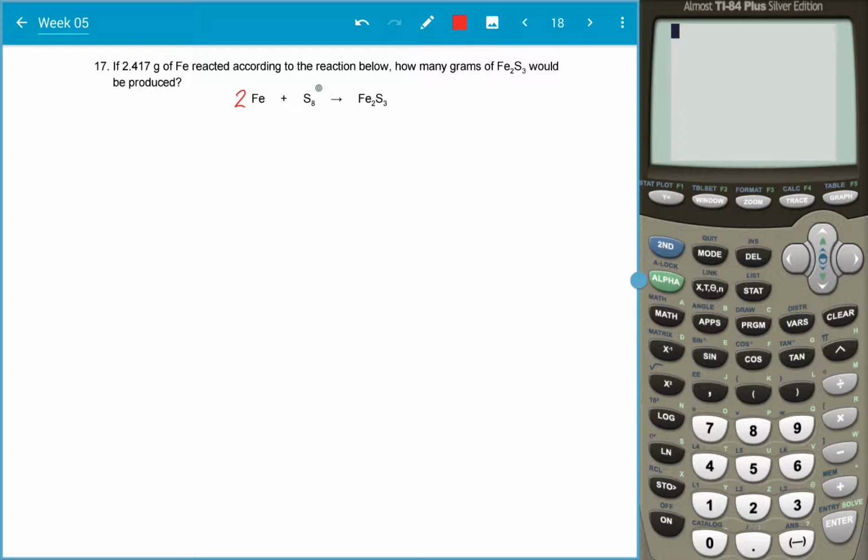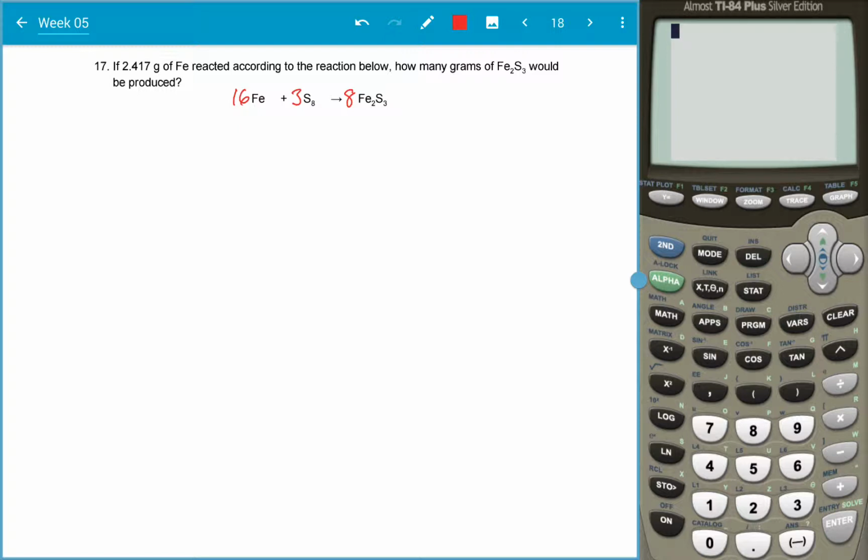Now I look at the sulfur and I have 8 on the reactant side and 3 on the products. To get these to balance, I need to go for the least common multiple, which is 24. So that's going to mean 8 as a coefficient on my product side and 3 in front of the S8. But that really messed up my irons. I now have 16 irons, so I need 16 on the reactant side in front of the Fe.